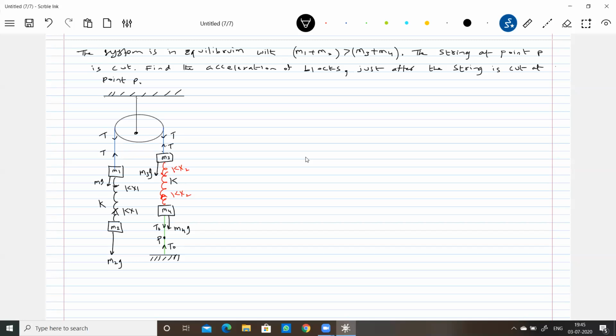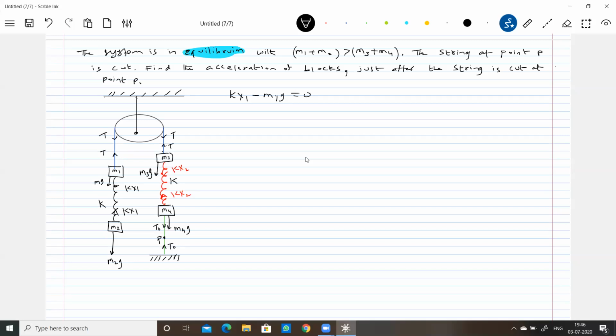Initially, this much. So Kx1, is it equal to M2G? As it is, because they are all in equilibrium. The blocks are, the system is in equilibrium. So because of that, I can equate the net force acting on individual block here. So first Kx1 minus M1G equal to 0. Keep it here.